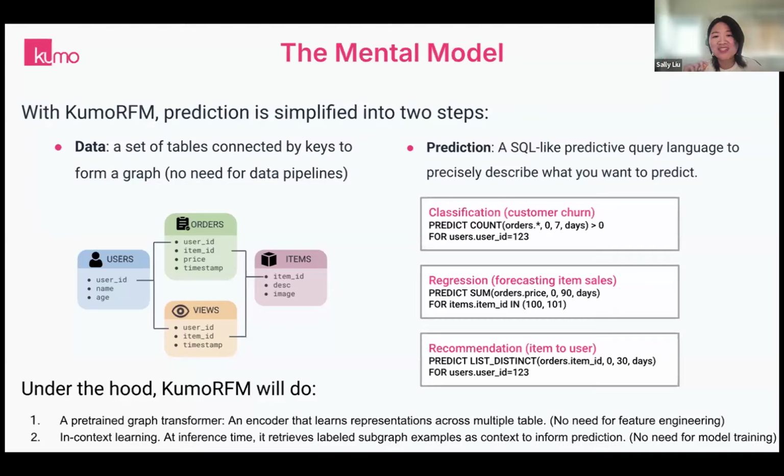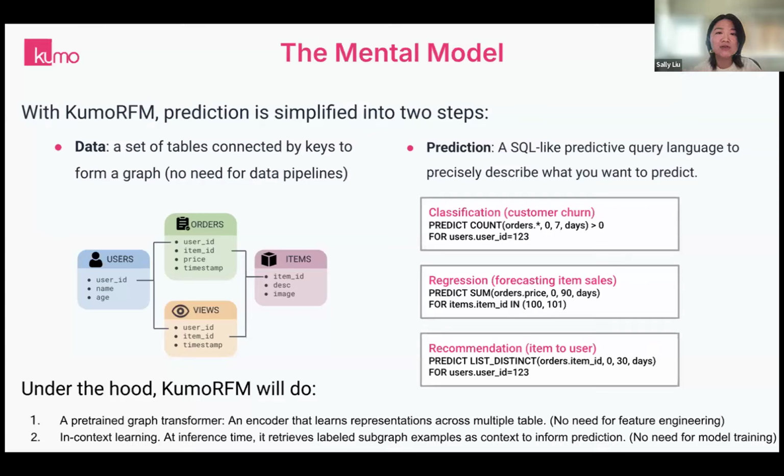While it might appear like magic, I will share what's under the hood. There are two things happening to power a very accurate prediction. The first is, because this is a pre-trained foundation model, we have a pre-trained graph transformer. This is an encoder that learns representations across multiple tables. That's why there's no need for feature engineering. Then, once you have a prompt, we have in-context learning, meaning at inference time, it retrieves label and subgraph examples as context to inform prediction. That's why there's no need for model training.